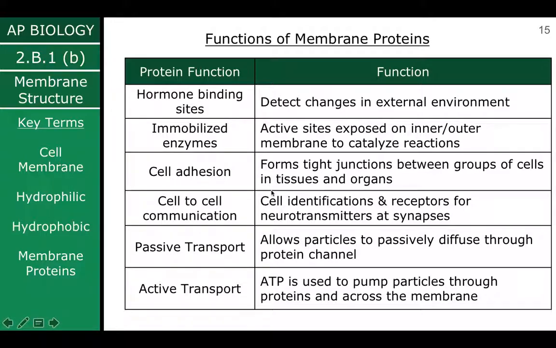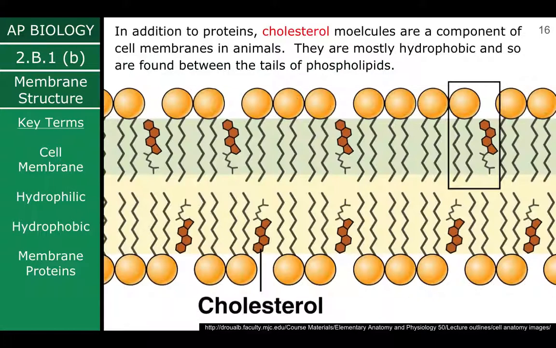This just summarizes what I just talked about. This is a great thing to copy down: hormone binding sites detect changes in the external environment; immobilized enzymes have active sites exposed on the inner or outer membrane and catalyze reactions. Catalyze means to speed up. Cell adhesion forms junctions; cell-to-cell communication is just our cell identification; then passive transport and active transport. Definitely copy this down. These are really important proteins that are embedded in the cell membrane and our phospholipid bilayer.